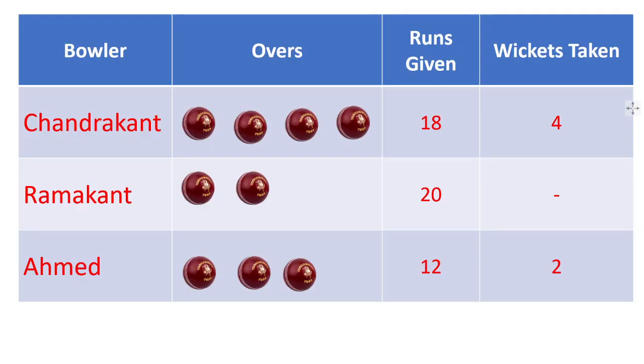Now, just by drawing the picture of a ball, it won't tell you what I want to present. So I should write on the right side bottom of the table that one picture, that is one ball, is equal to 1 over, that is 6 balls. You know that there are 6 balls per over. That means that many balls. It depends on what the questions are. So a number of questions can be asked on this table.